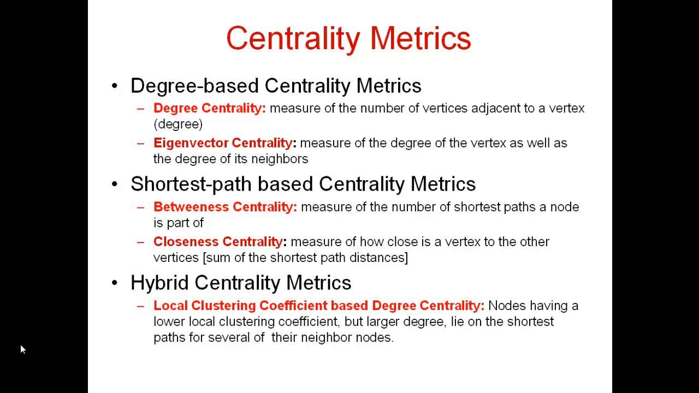Now the hybrid centrality metric. The degree centrality metric just takes into consideration the degree of the vertices. Whereas the shortest path based metrics take into consideration the shortest paths as well as the closeness of a vertex with everything else. So this hybrid centrality metric here, the local clustering coefficient based degree centrality, brings the best of both categories, degree and shortest path based metrics, and tries to quantify the topological importance of the node based on both degree and shortest path.